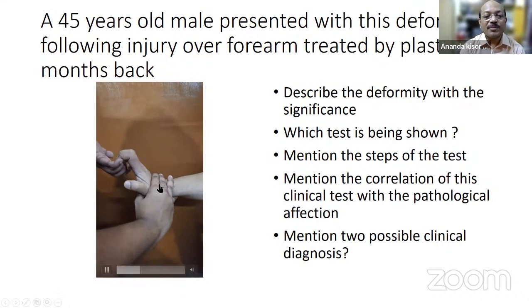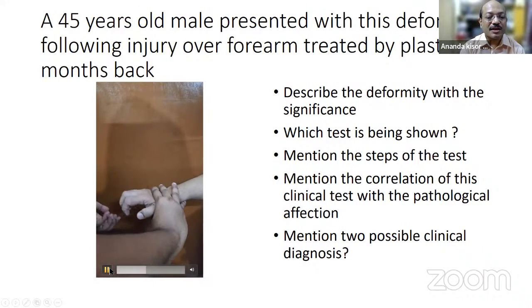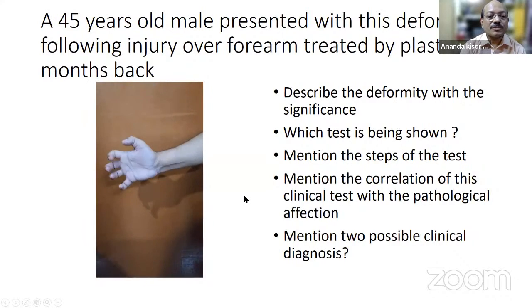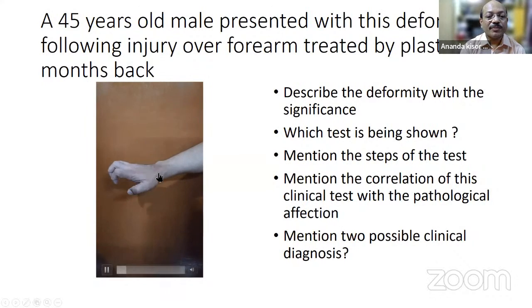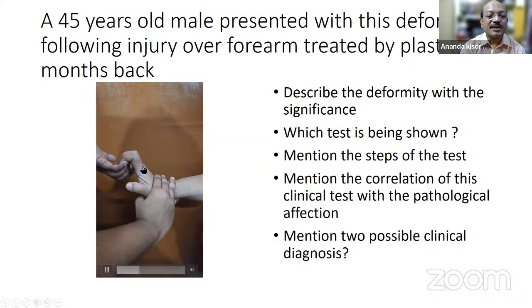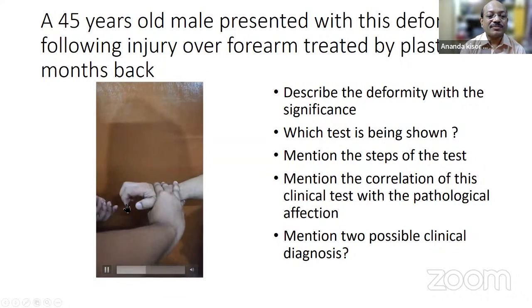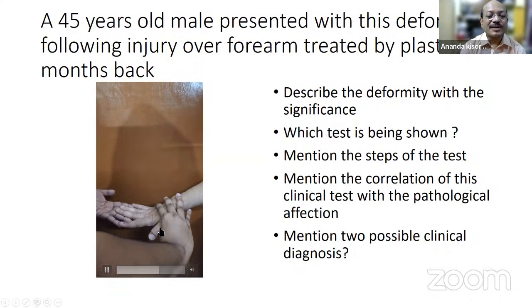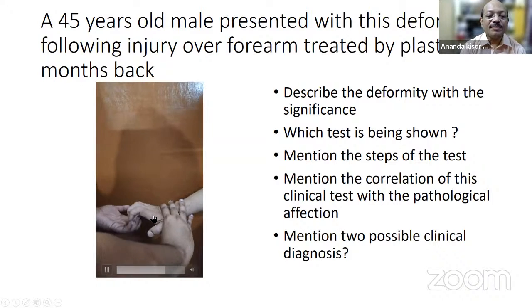So what is the deformity? The wrist is, I'll show you again, see the deformity. The wrist is flexed. There is hyperextended MCP and hyperflexed PIP and DIP, and also the thumb is in the same plane as the palm.